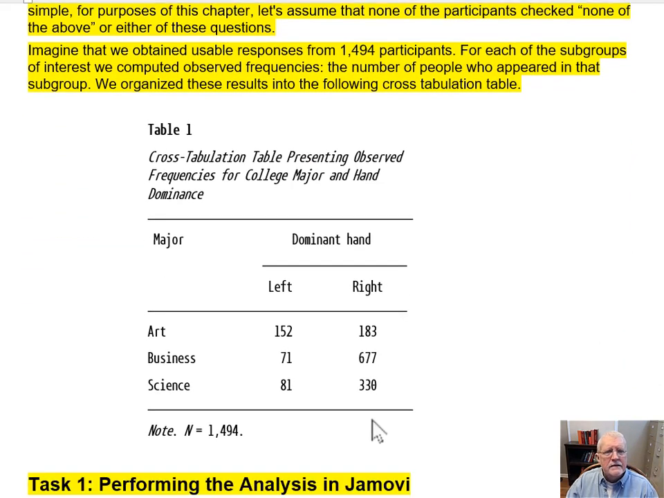And here it is. Notice that the row variable is major. People are either art majors or business majors or science majors. The column variable is dominant hand. People were either left-handed or right-handed.